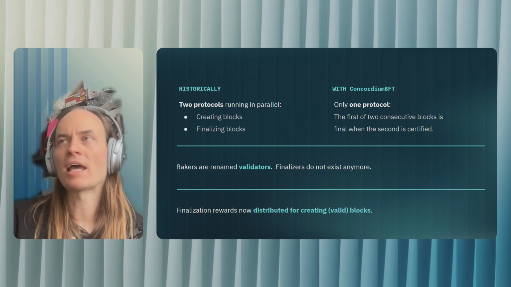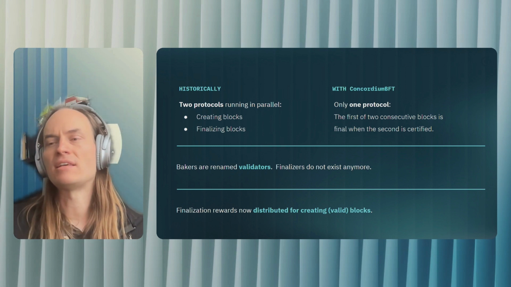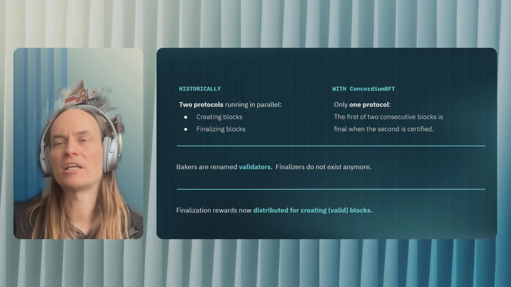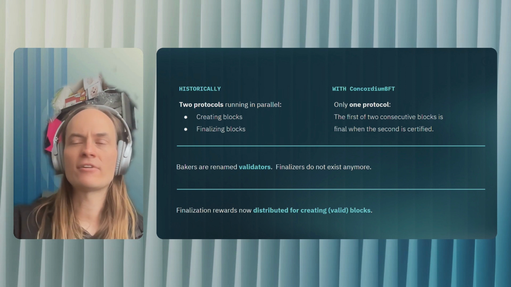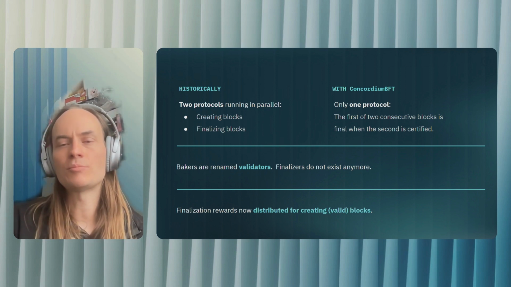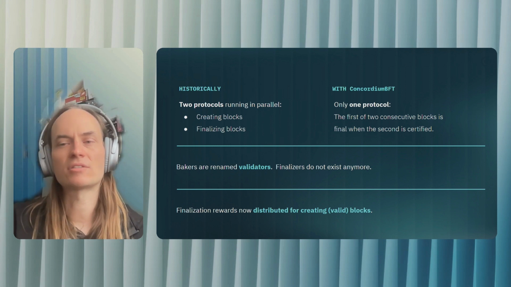Because what happens in a BFT protocol is that the validators, when they see a new block, they check it. If it's good, they tell everyone, hey, this block is good. And if enough people think that the block is good, it gets certified. And if two consecutive blocks get certified, the first is final. So we don't need a protocol in parallel which finalizes blocks. It just kind of happens as a side effect of the BFT protocol.